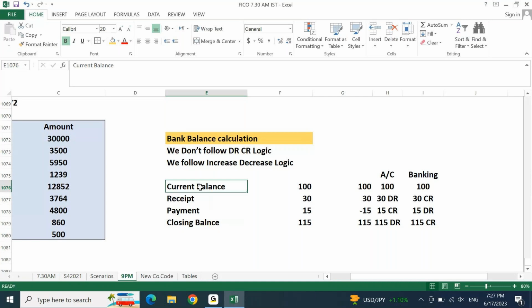This is your current balance, which means your opening balance. This is your closing balance, which is the calculated figure. The transactions always represent the difference between opening balance and closing balance. How many transactions have we calculated here? Only two. One is receipt, one is payment. Correct? Now, whatever you have done for the receipt and for the payment, are these two logics clear?